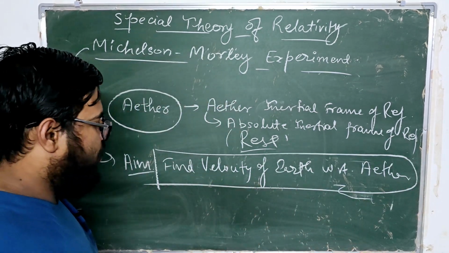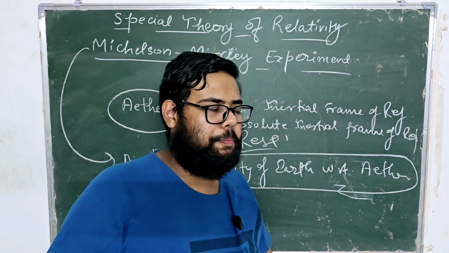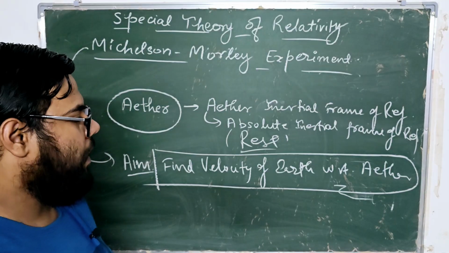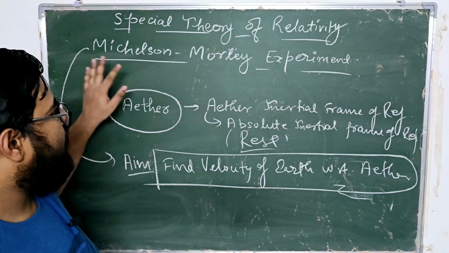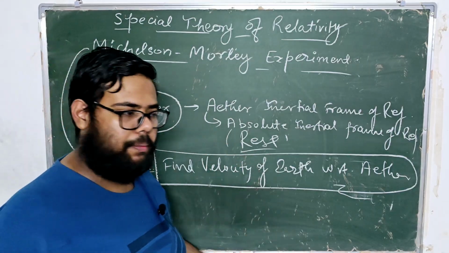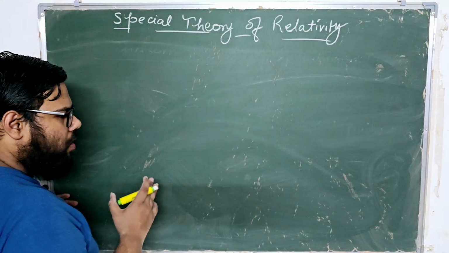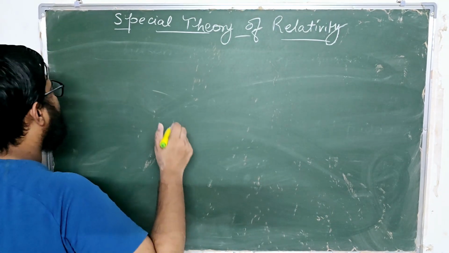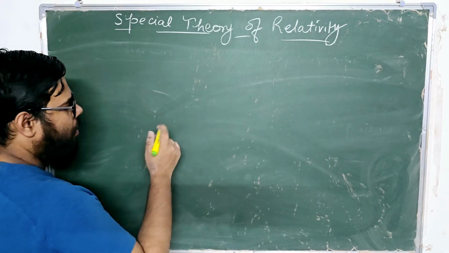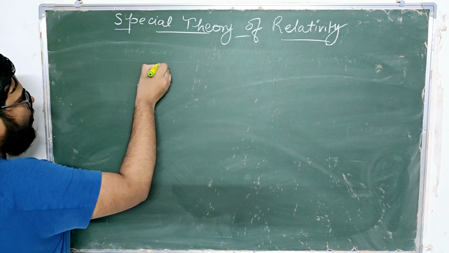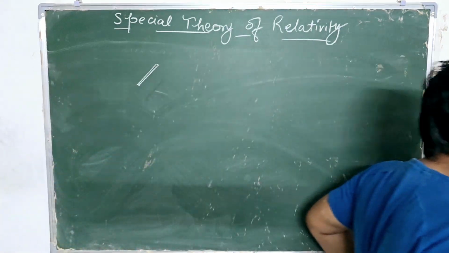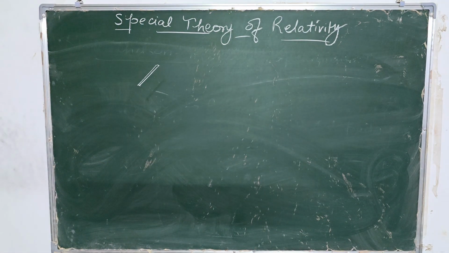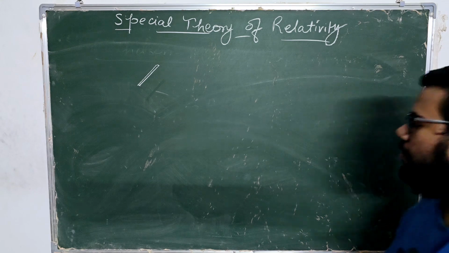Now, how will we find the velocity of Earth with respect to the ether frame of reference, the ether inertial frame of reference? Let's understand this, but first of all, let me raise this. Okay. So there was a simple setup which they had used. A very rough diagram I'll be drawing. Let me take another chalk too.